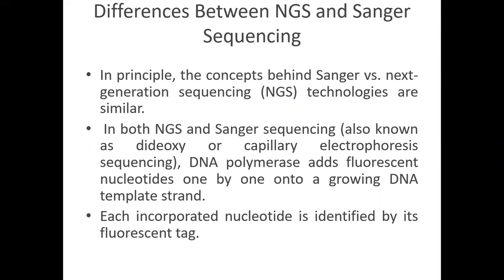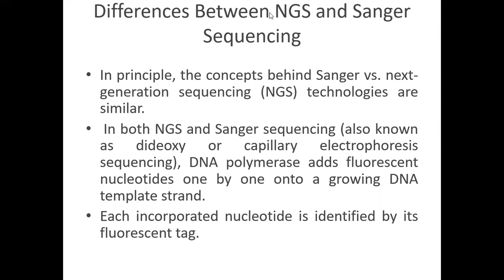I'd like to tell you the difference between NGS and Sanger sequencing. In principle, the concept behind Sanger sequencing and next generation sequencing is similar. In both cases, we add the DNA polymerase and the fluorescent nucleotides one by one onto the growing DNA template strand, and then each incorporated nucleotide is identified by its fluorescent tag.